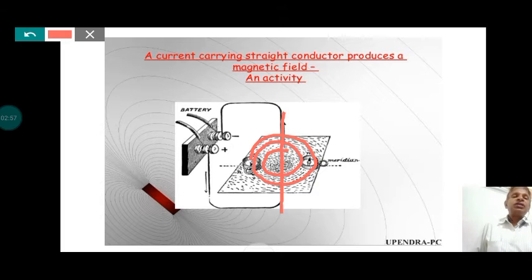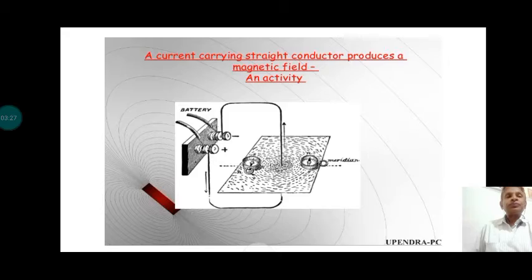Using the compass needle, we can also find the direction of the magnetic field produced by the straight conductor. We know the direction of the magnetic field at any point is the direction in which the north pole of the compass needle moves. In which direction the compass needle moves will be discussed in the next slide.